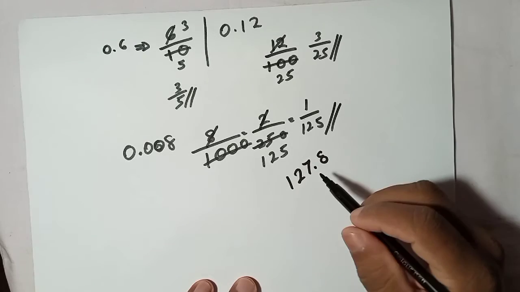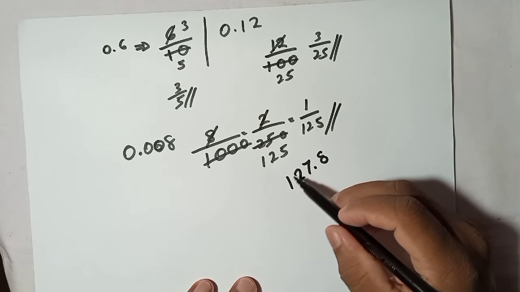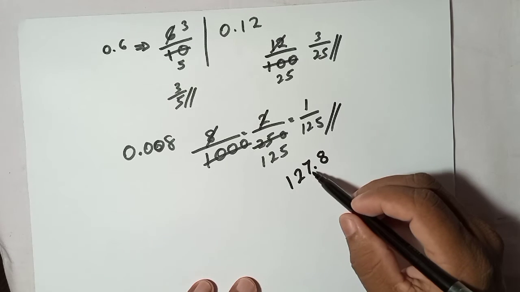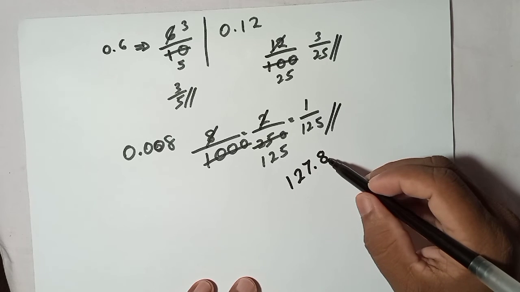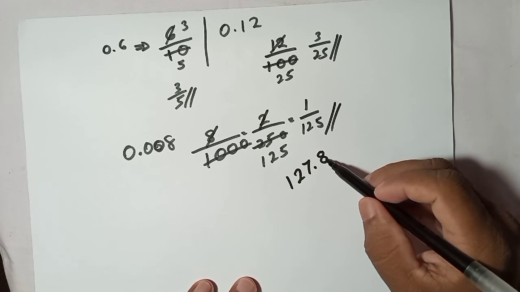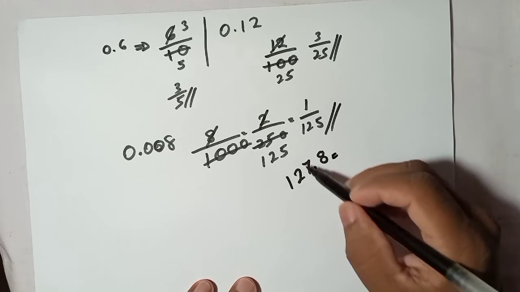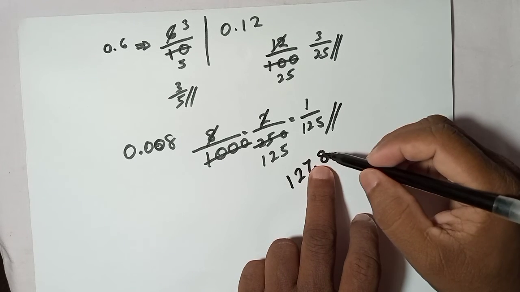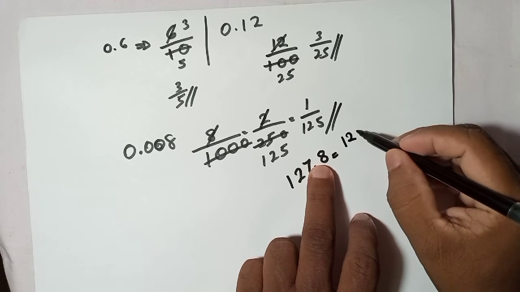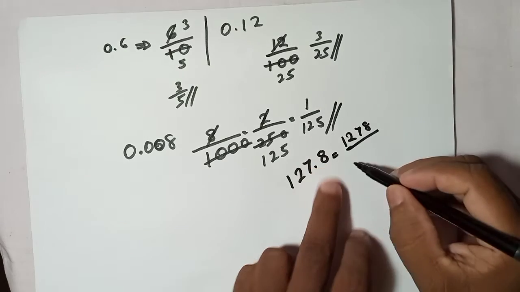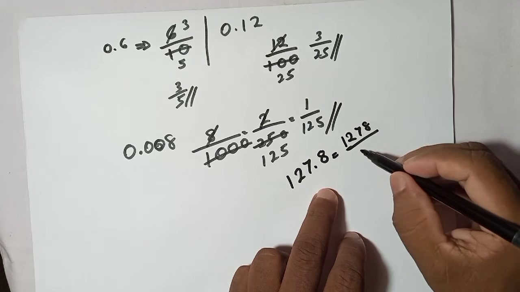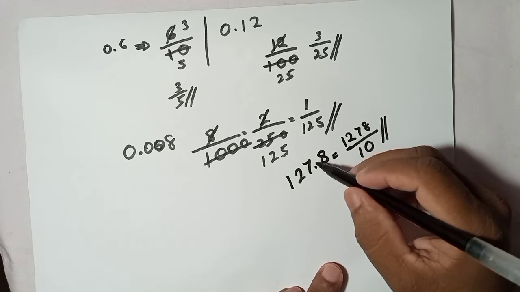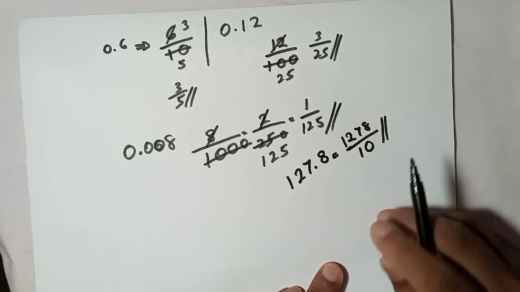Okay, let's take another number like this, 127.8. When you have this kind of number, also check how many digits we have after the decimal point. Here only one digit. So as a fraction, you need to write it without the decimal point. Check what the number is: it will be 1278. And over here, after the decimal point one digit, so 1 and 0, 10. This is the fraction of this.